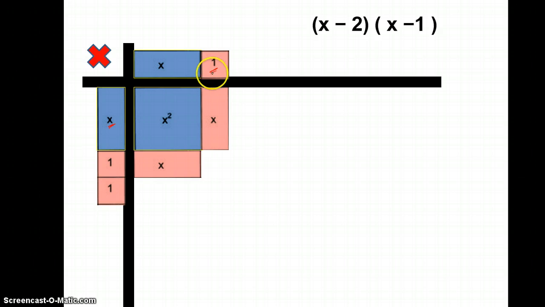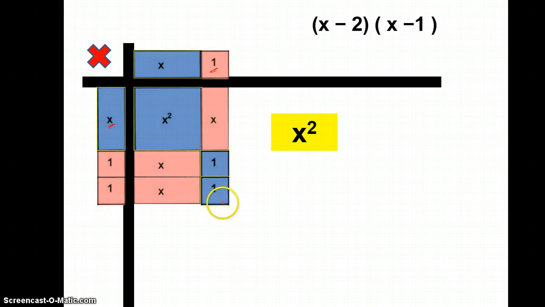1 times 1, it's going to be 1, but negative times a negative is a positive. 1 times x, it's going to be a negative x. And 1 times 1, again, it's going to be 1, but it's going to be negative times a negative, which is a positive. So let's list everything out. That's x squared. I have 1, 2, 3 negative x's and 1, 2 positives.